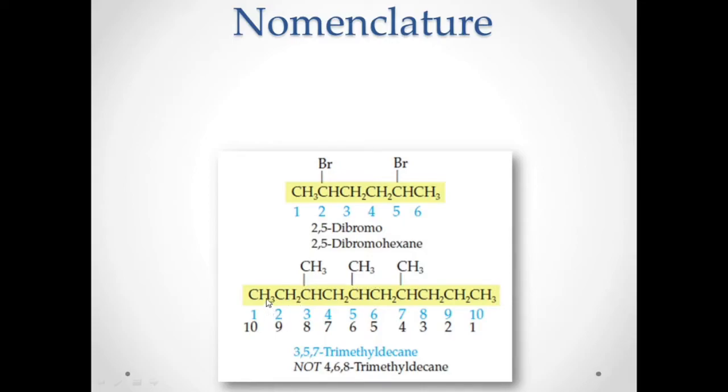So, determine the longest continuous carbon chain. That is rule number 1. So 1, 2, 3, 4, 5, 6, 7, 8, 9, 10. Okay?